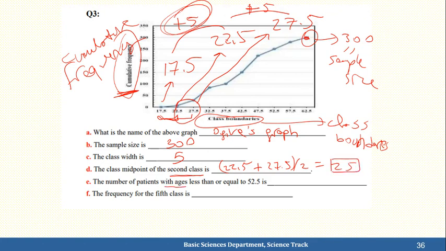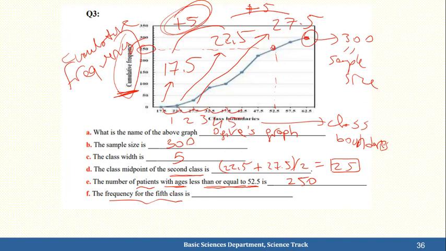Now the number of patients with ages less than or equal to 52.5 is, okay, look at here, this is 52.5 and less, gives you cumulative frequency 250. And the frequency for the fifth class, this is the first class, 1, 2, 3, 4, 5. Frequency of the fifth class is the difference between these two values here, 150 and 100, so it has to be 150 minus 100, so it has to be 50. So remember that this is frequency, not cumulative frequency.